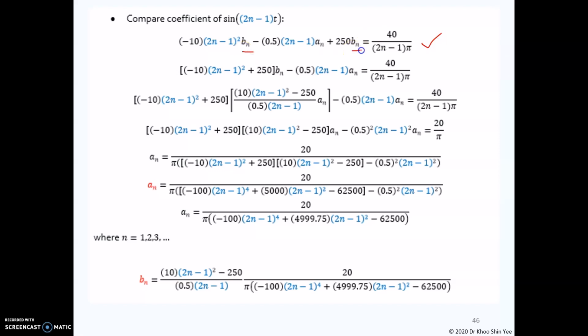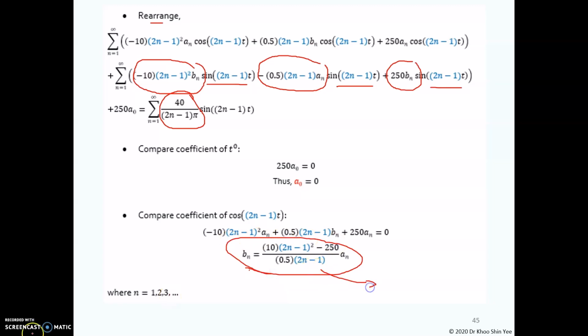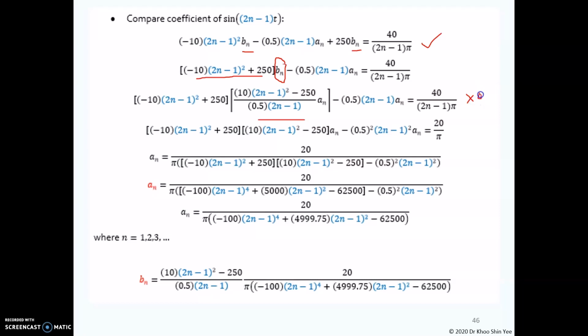Collect the term for bn, then you obtain this coefficient. Previously, you obtained the bn when you compared the coefficient for the cos, which is equal to this answer. So after you substitute inside, you should obtain this. Then you multiply both sides with 0.5, multiply with 2n minus 1. So this term will be cancelled, and then you multiply with the right hand side. 2n minus 1 here will be cancelled with this, and then 0.5 multiply 40, you obtain 20. So you have 20 over pi here. So this is the answer. Then you collect the term for the an, which is equal to 20 over pi here, divided by the coefficient for the an here.